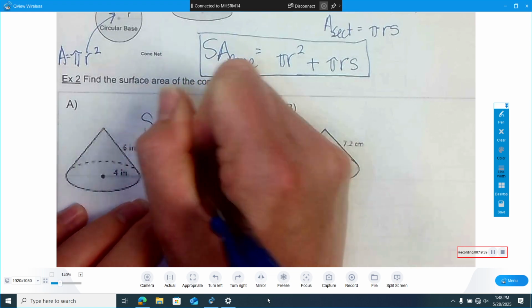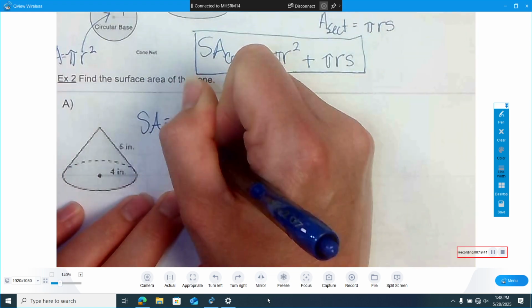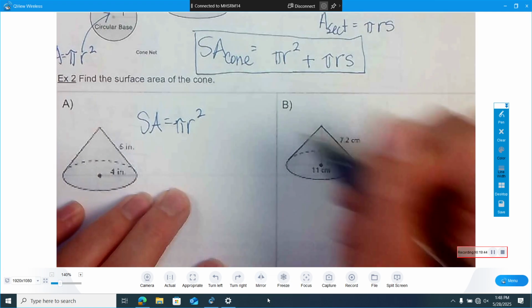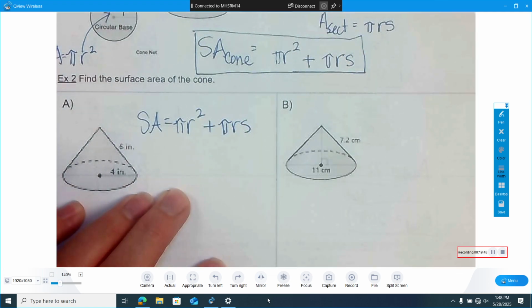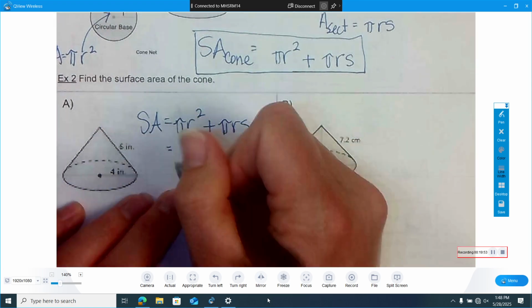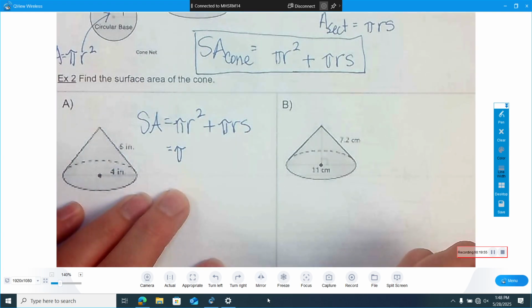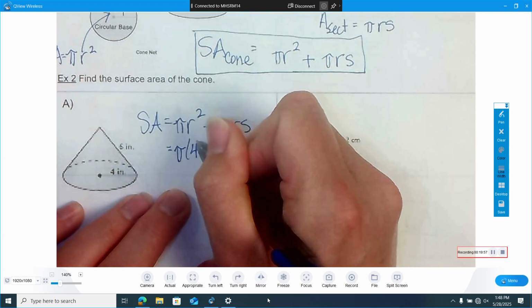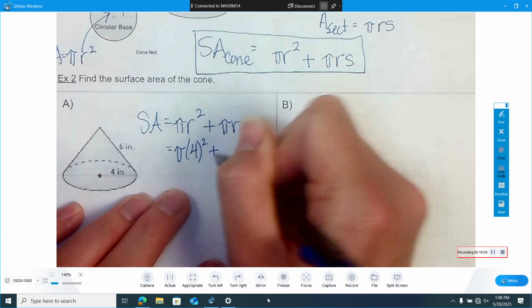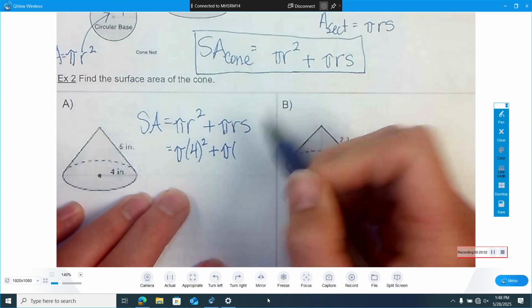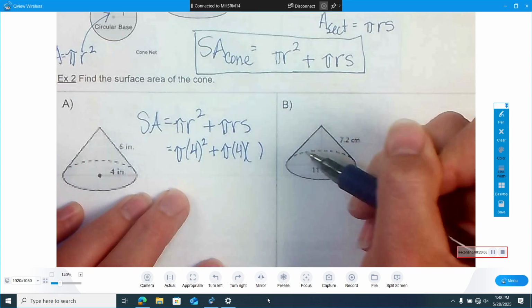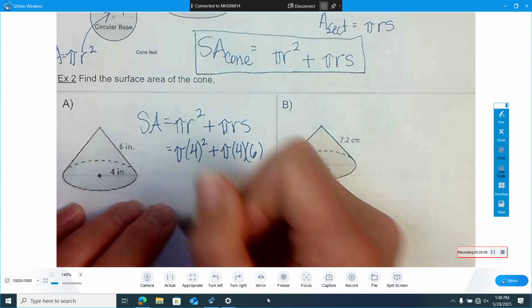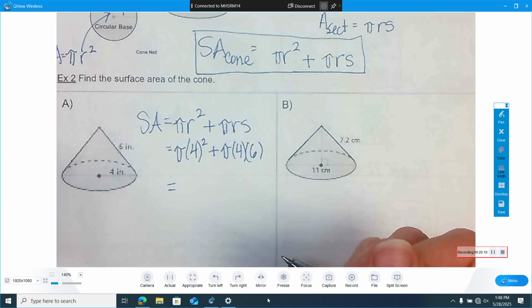So the surface area, I'm going to use my formula. Pi r squared, that's the area of the base, plus pi times radius times slant height, pi r s. And all we have to do is plug in the numbers. What are we going to plug in for the radius of our cone? 4. So pi times 4 squared plus pi times, what's my radius? 4. What's my slant height? 6. Yes.